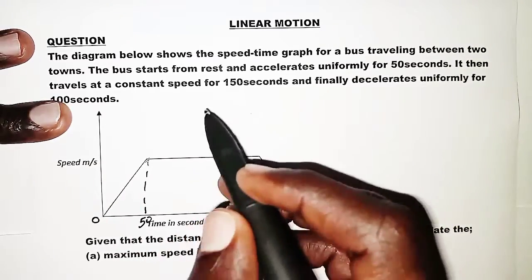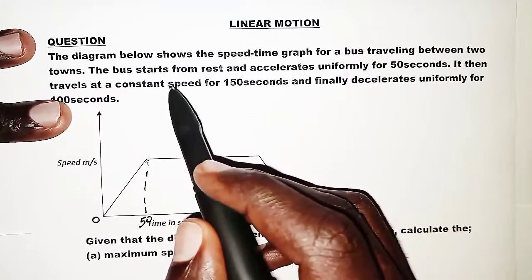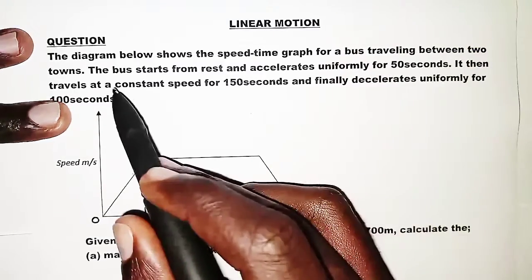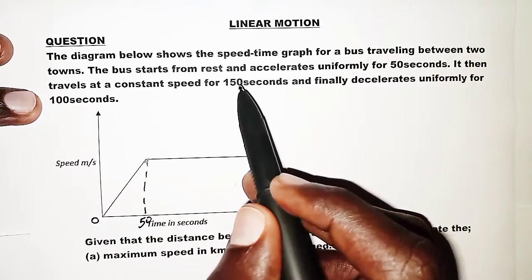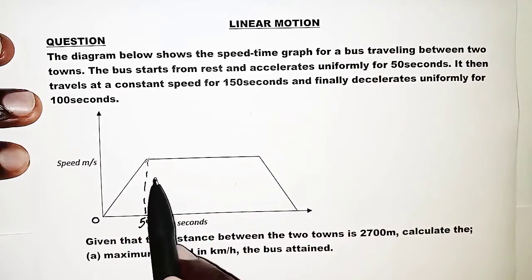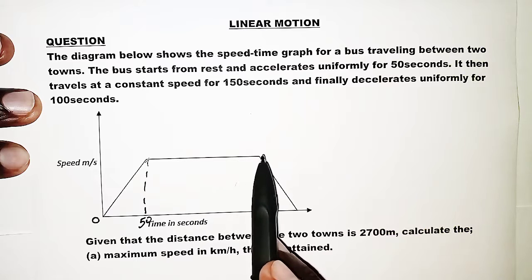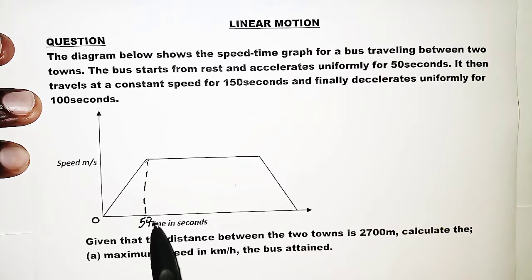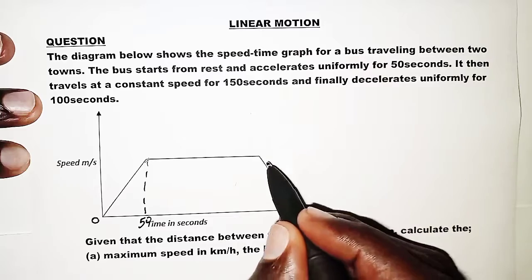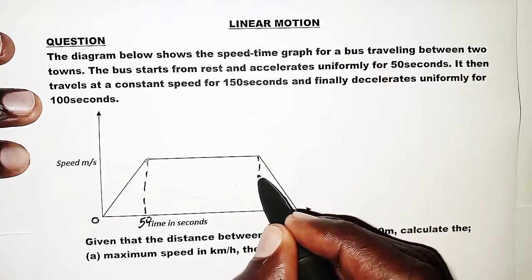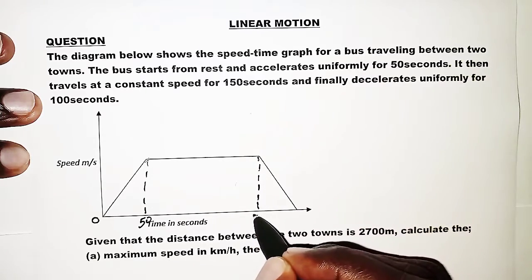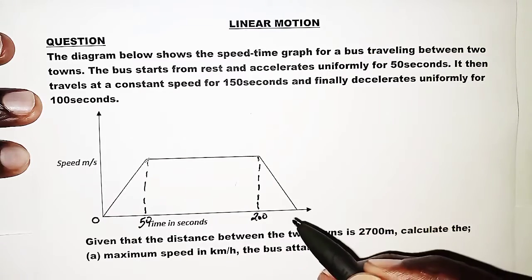50. And then after that, it travels at a constant speed for 150 seconds. From this point here, the speed is not changing, so it's constant for some time up to that point. We're told that takes 150 seconds. So 150 seconds added to 50 should give us 200. So at this particular point, we have 200 seconds.